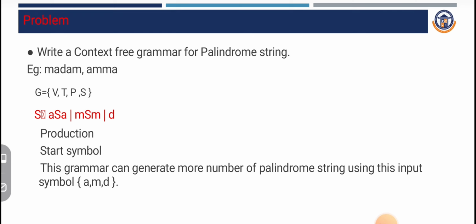Any one of the non-terminals, here the non-terminal is S. S tends to A S A, where the same non-terminal is repeated. So S tends to A S A or M S M or D. Here D is used for the middle of the string, because a palindrome string can be generated with the middle or without the middle. If you need it, we are going to use that. That is why we mention D here. This type of grammar can generate madam, and also Amma. Using the input symbols A, M and D, we can generate many palindrome strings with this grammar.